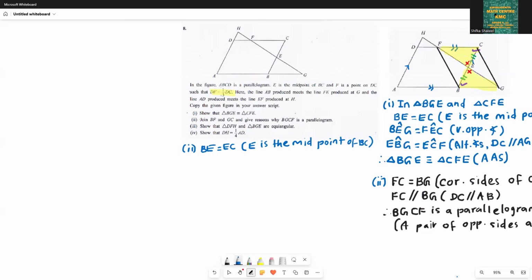Why are FE and EG equal? FE is equal to EG. Why is that equal? Because those are corresponding sides. We proved two triangles are congruent, so corresponding sides of congruent triangles are equal. Therefore, these two are equal, and these two are also equal, so we can write BGCF is a parallelogram.